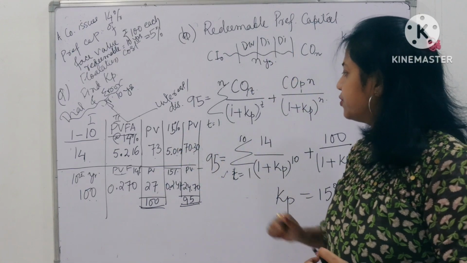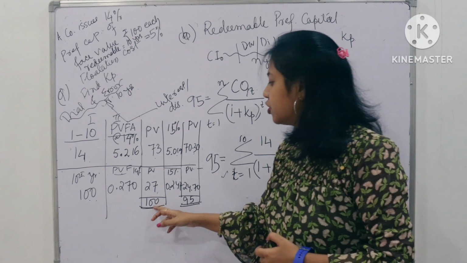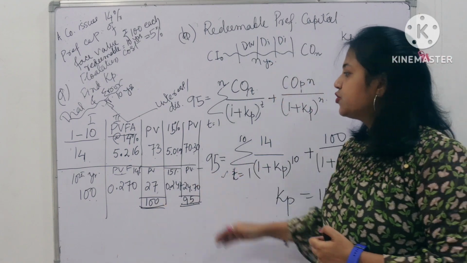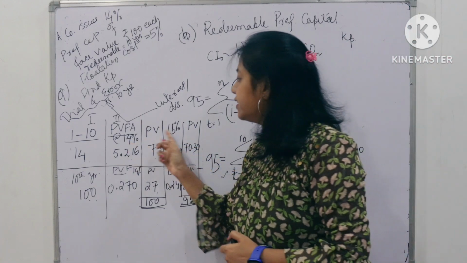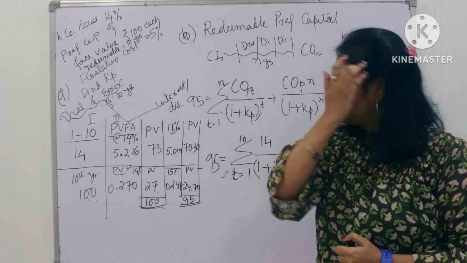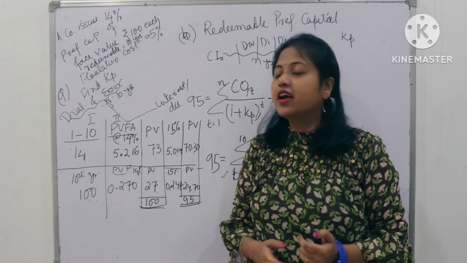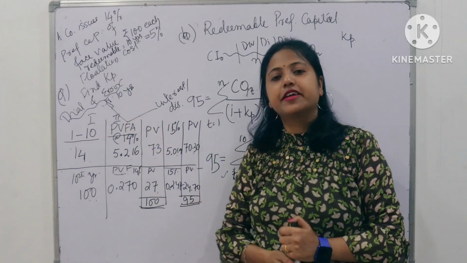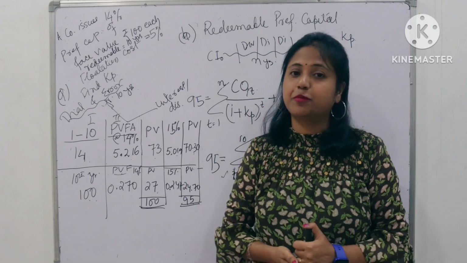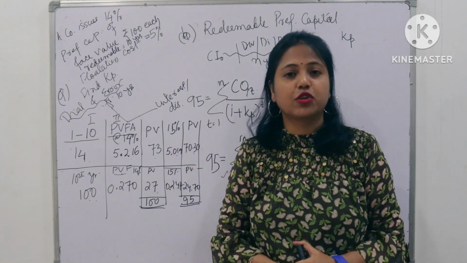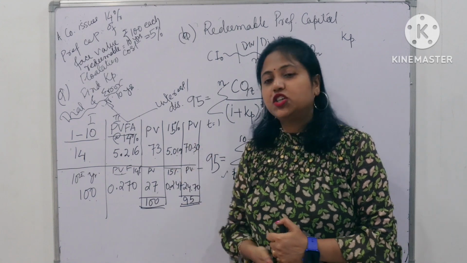How did we identify it? We tried to discount with 14%, but it was not perfect. It did not come exact. Then we tried with a higher rate, and we got 95, right? So this 14 and 15% is something you have to try from your hunch, from guesswork, and that is why this is called the trial and error method. Friends, there is a shortcut method. For that, please do watch the previous video where we discussed the cost of debt. It is the same, and it will make the calculation simpler.